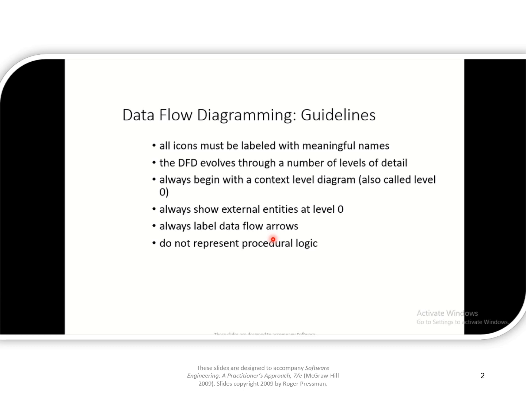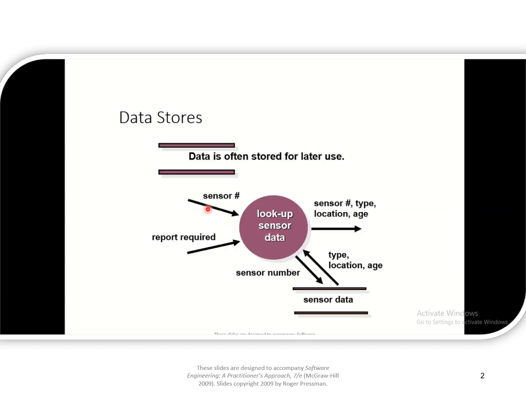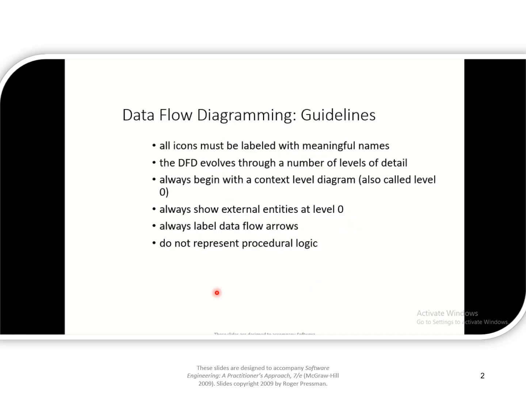Always label data flow arrows. We have already seen that we are labeling all the data flow arrows. These are the inward data flow arrows and this is the outward flow, and they all are labeled. Do not represent procedural logic, which means that you are not supposed to show the sequential logic as it is shown in flow charts.